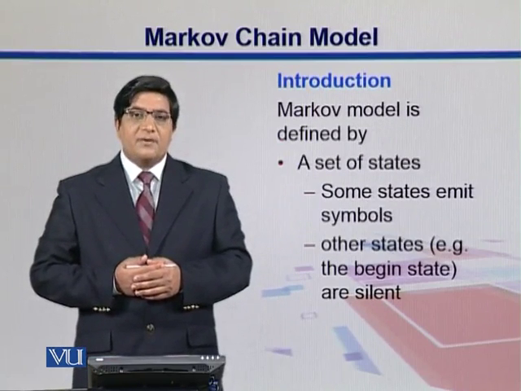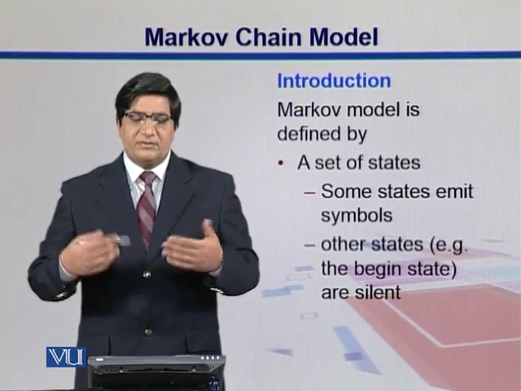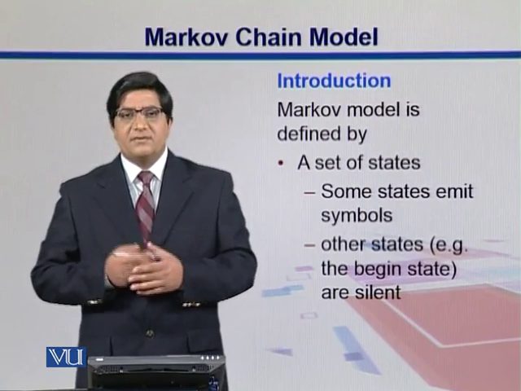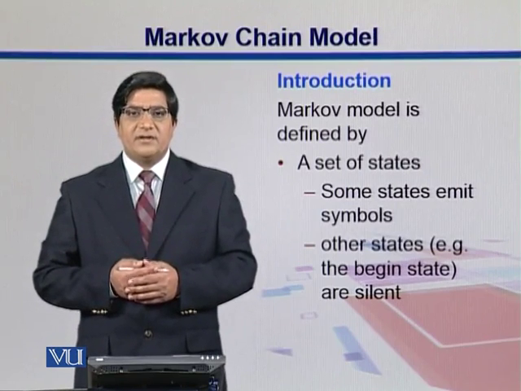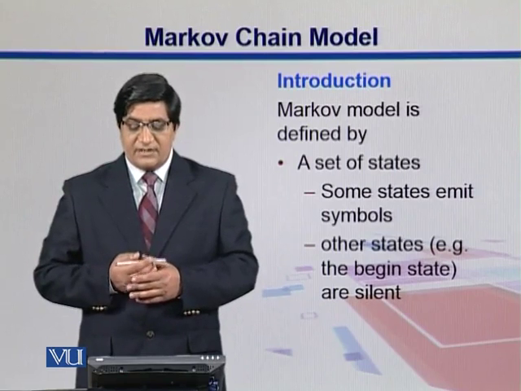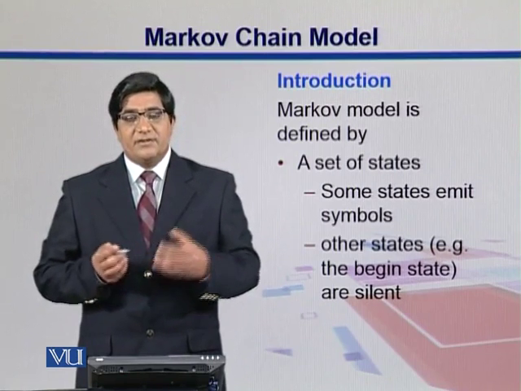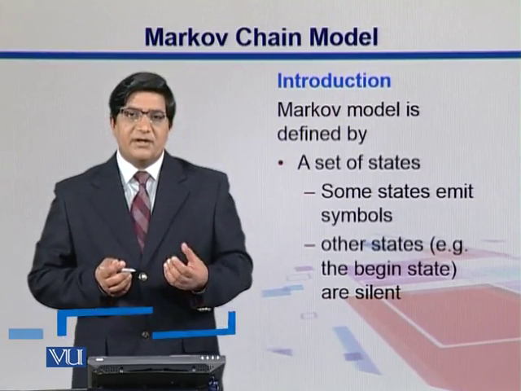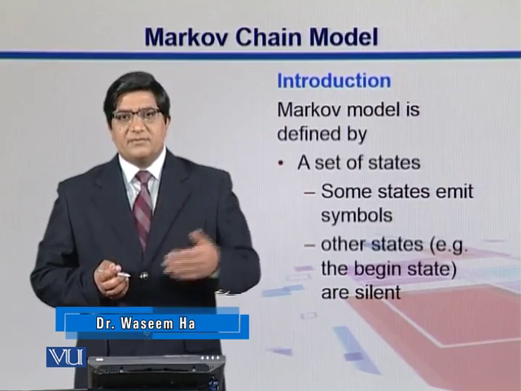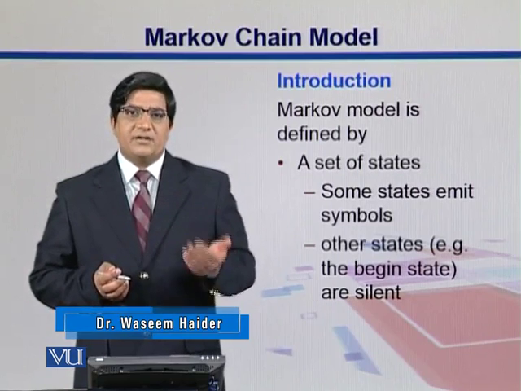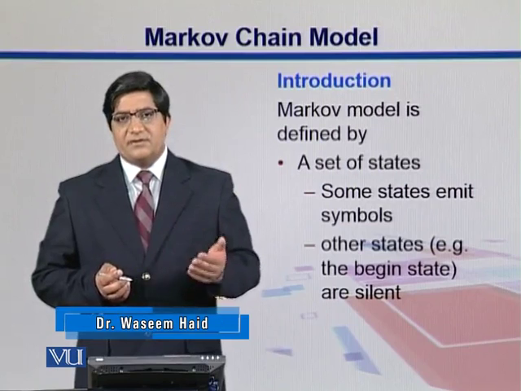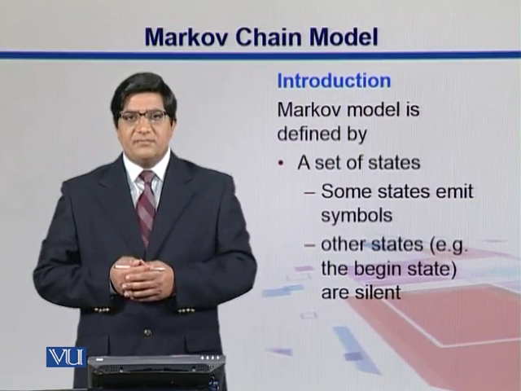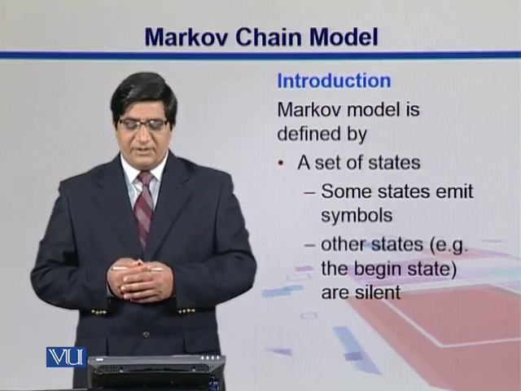So a Markov model is defined by a set of states. We have seen that in these Markov models there are states, like for example in the dice we have fair and loaded. Some states emit symbols. While you are using a loaded die, you have some emissions, some outcomes coming out. You can get 1, 2, 3, 4 up to 6 different numbers. These are emissions, which are associated with probabilities. We'll call them emission probabilities.